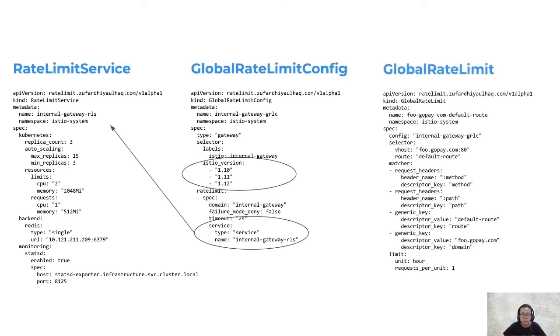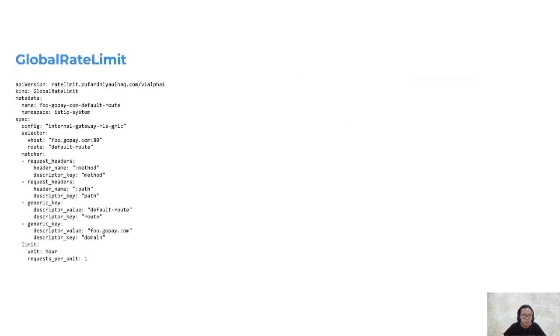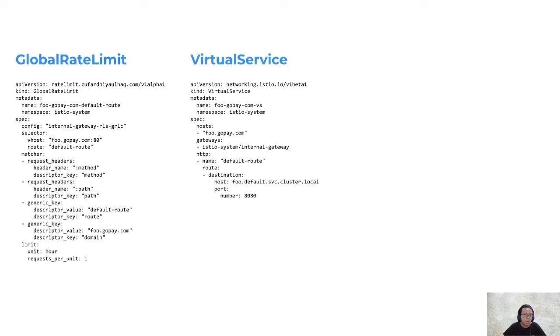And we have a global rate limit. Since the Istio gateway can have multiple domains, a global rate limit can divide by domain, so we can rate limit on a specific domain only. If you look at the global rate limit object, both the selectors, which are vhost and route, are selected from the virtual service host and the route name. So we can actually rate limit on a per-route basis.